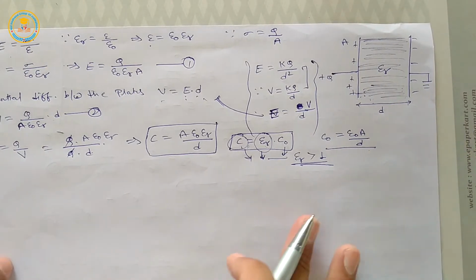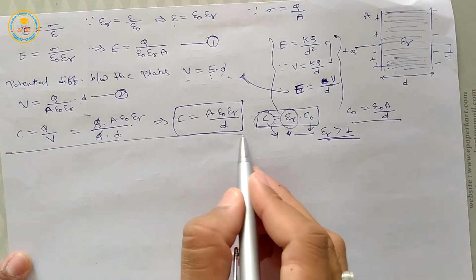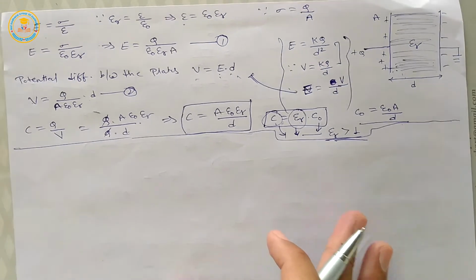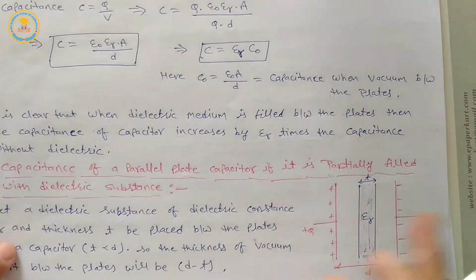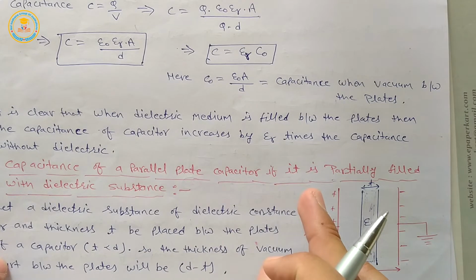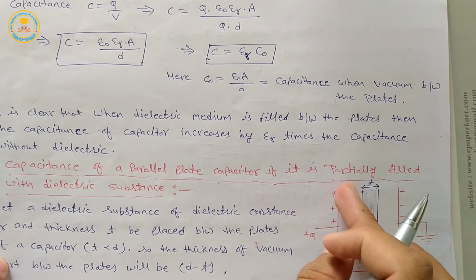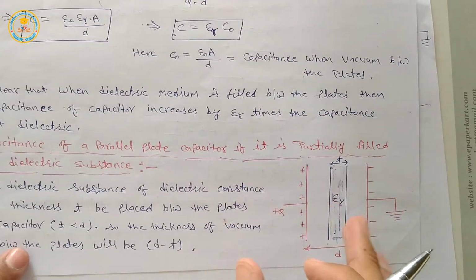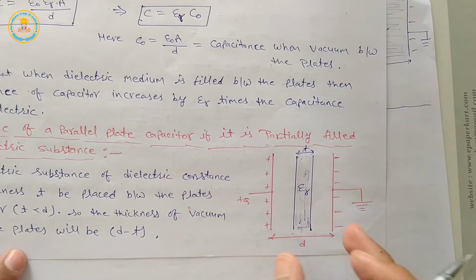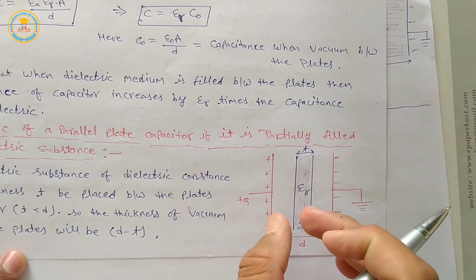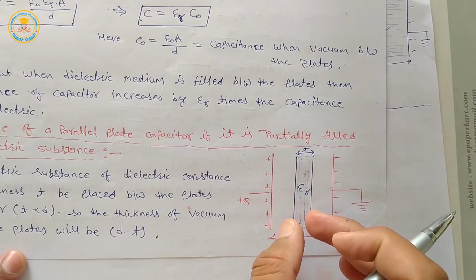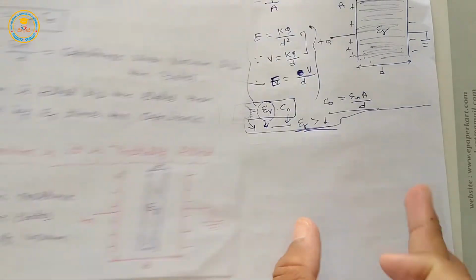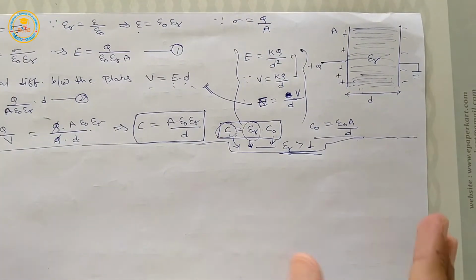Okay, students. Now, our next derivation, next condition: the capacitance of a parallel plate capacitor if it is partially filled with a dielectric substance. Now we take a small thickness layer of a dielectric medium between the plates. Okay, not completely filled.